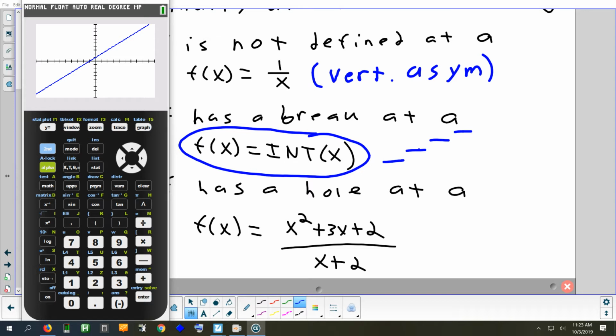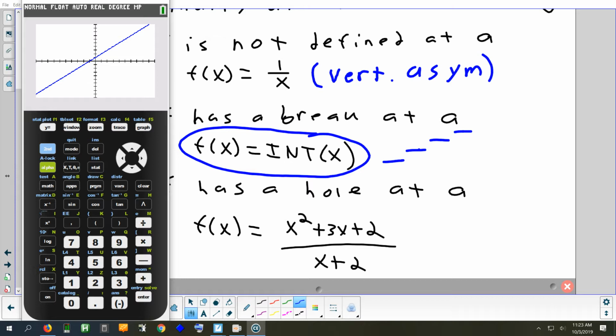Right there. You don't see it? No, I don't either. But there is a hole there. This is the trickiest one because you can't see it on the calculator. Where do you think there should be a hole? Look at the original formula.